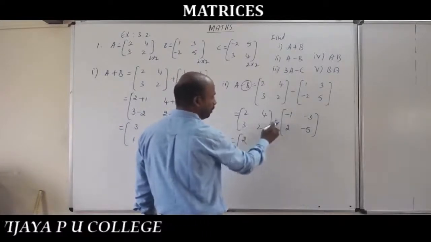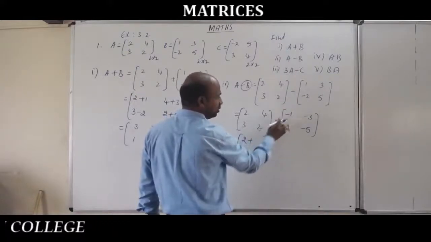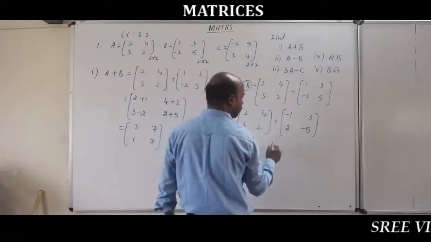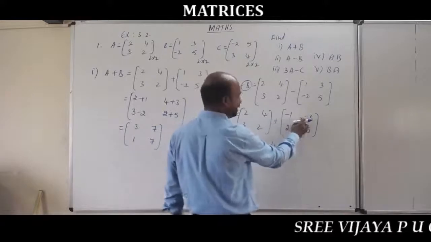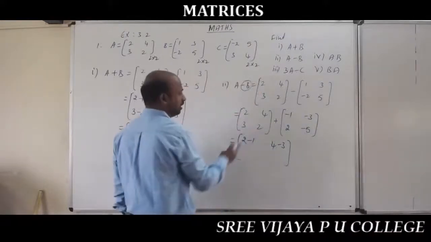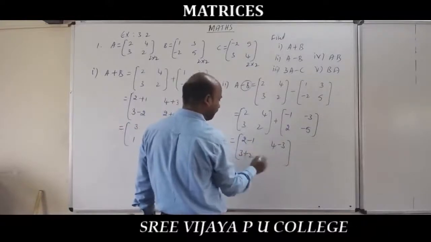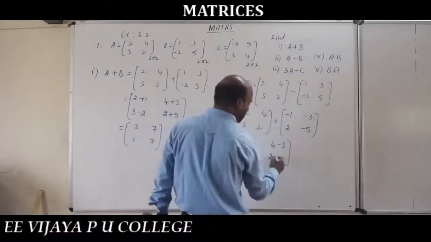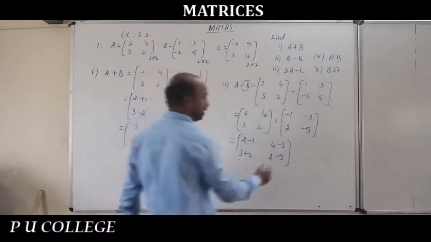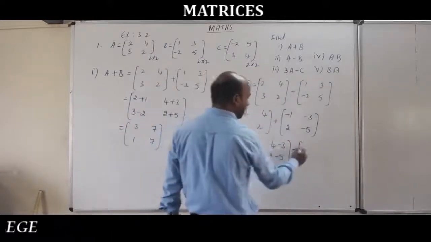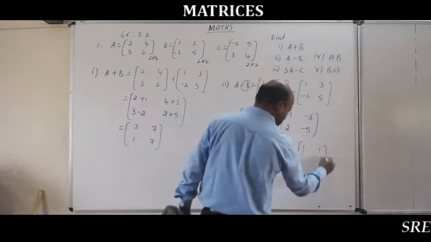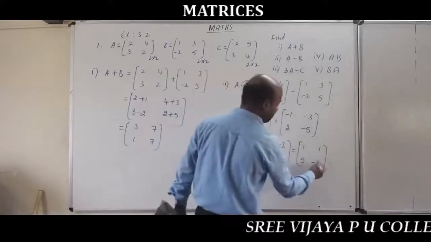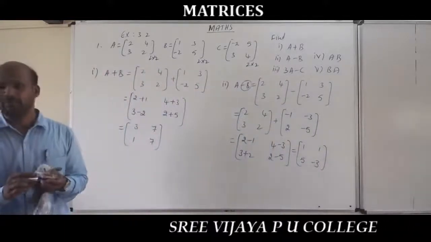Here it is 2 plus of minus 1, which becomes 2 minus 1. And here it is 4 plus of minus 3, so it becomes 4 minus 3. And this is 3 plus 2, and this is 2 plus minus 5, which is 2 minus 5. So 2 minus 1 is 1, 4 minus 3 is 1, 3 plus 2 is 5, and 2 minus 5 becomes minus 3. That is A minus B.